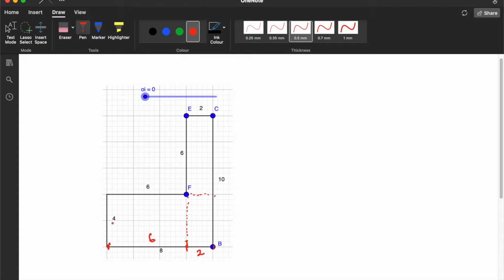Similarly, if we focus on the horizontal line, we can see that 4 is also here, and this vertical length 6 is the same as this vertical length 6. So 6 plus 4, 10. That is why it's the same value as this one. Okay, let's go back to our question.